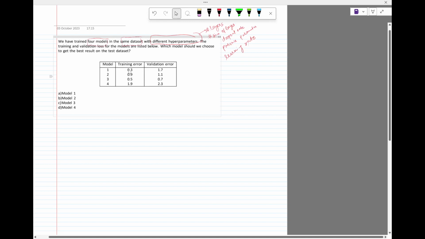While in this case, if you see, the training error is the least, but the validation error is quite high. It is more than 1. It is 1.7. Okay, more than twice of this model's validation error. That is, it is not generalizing well. This can be a case of overfitting.